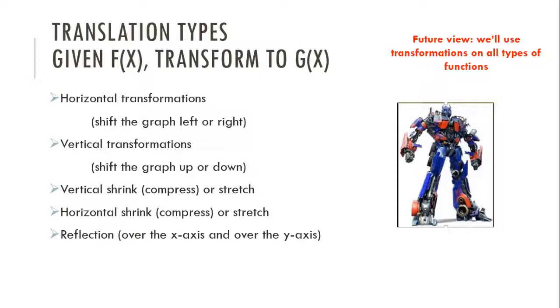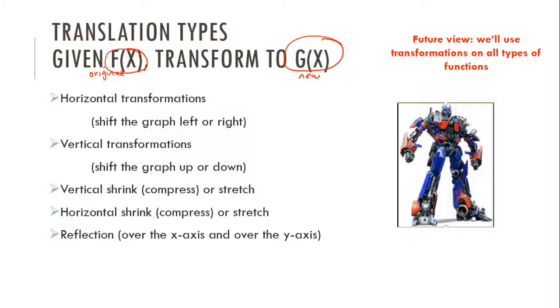So a transformation. You can think about it literally in terms of a transformer. So you're taking something and you are transforming it. You're changing it somehow into some future view. So there are several translation types that we're going to talk about where we're given our original function, f of x, okay? Original. And then we transform it to a new function, g of x.